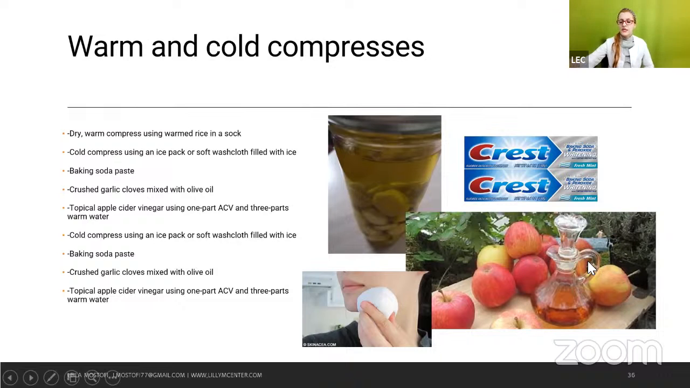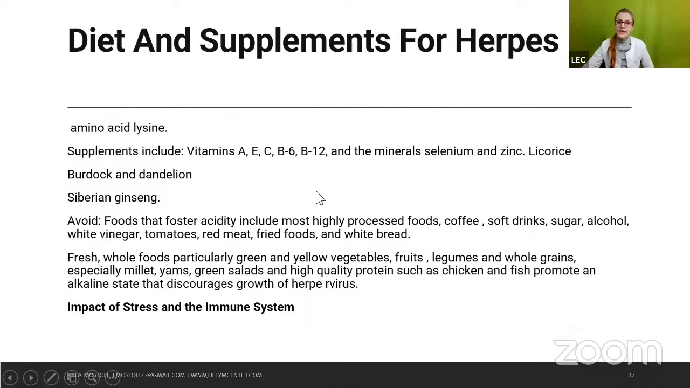cider vinegar. So about diet and supplements for herpes, there is amino acid lysine supplements, including vitamin A, E, C, B6, B12, and minerals selenium and zinc, licorice, burdock, and dandelion, and Siberian ginseng. And we try to counsel patients to avoid foods that foster acidity, including most highly processed food, coffee, soft drinks, sugar, alcohol, white vinegar, tomato, red meat, fried foods, and white bread.